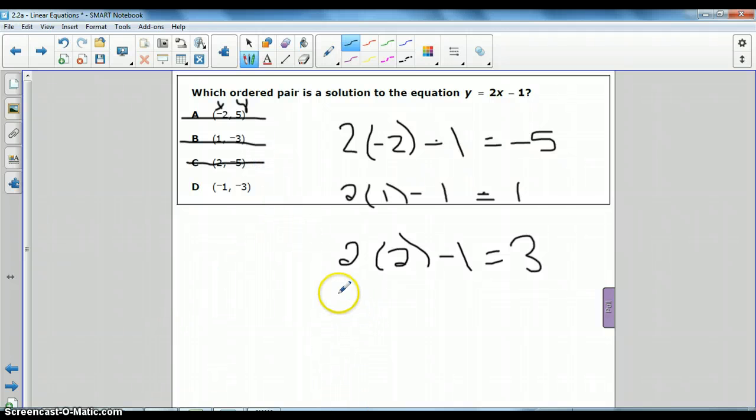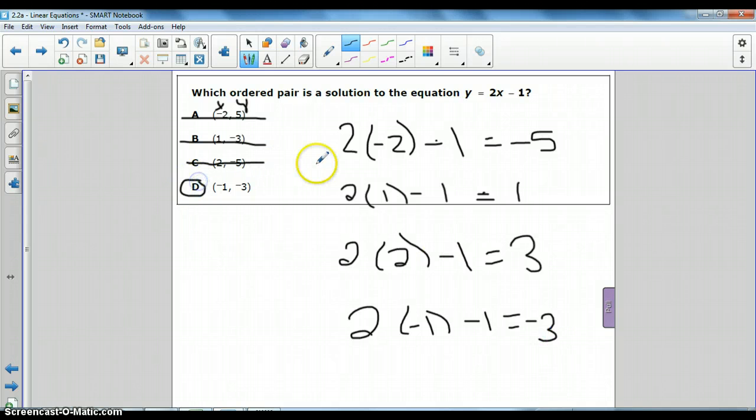Okay, let's try the last one. Should hopefully be it. 2 times -1 minus 1. 2 times -1 would be -2, minus 1 is -3, and that's it. Bingo. Okay, use your calculator because I don't want you to get things wrong from like a calculating error. So make sure you use your calculator, or if you want to do it on your own, that's fine, but check it in your calculator, please.